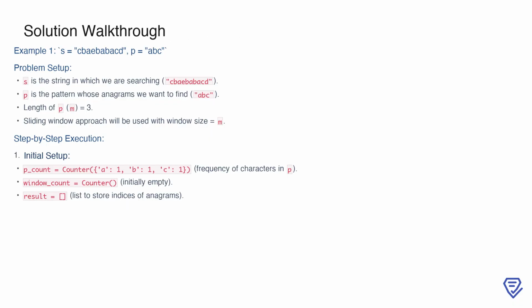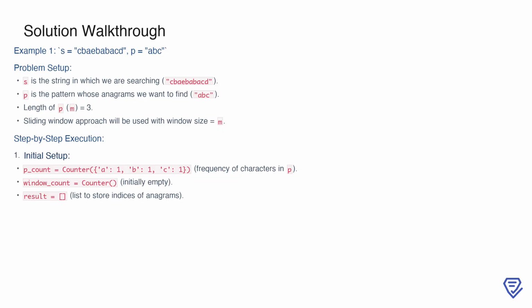In this example, we are tasked with finding all anagrams of the string p within the string s. Here, s is "cbaebabacd" and p is "abc". The length of p, which we'll refer to as m, is 3. To solve this, we'll use the sliding window approach, keeping our window size equal to the length of p.